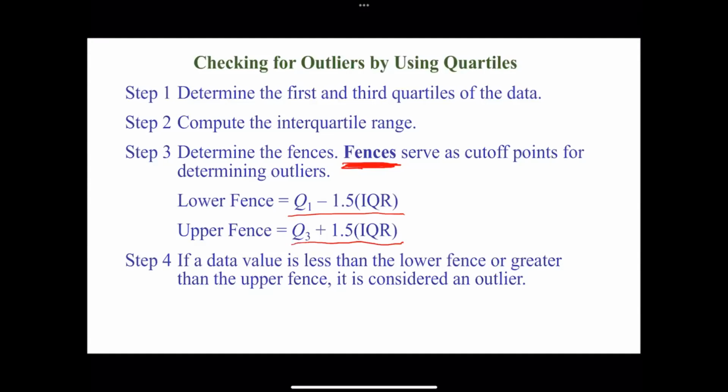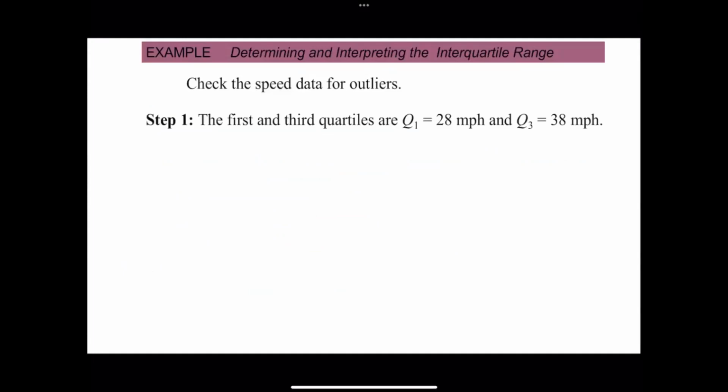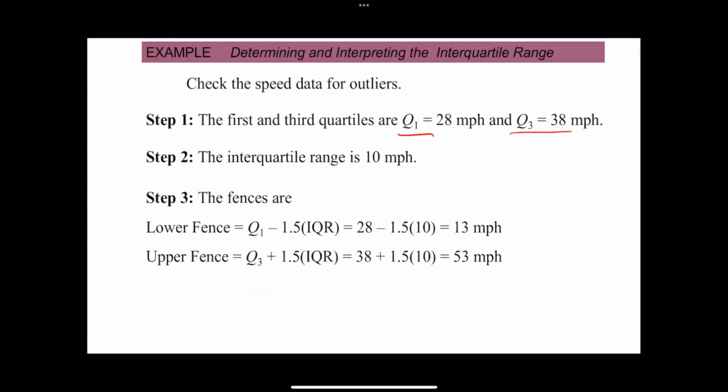All right. So let's check the speed data for outliers. We're not going to use that 100-mile-per-hour car. We're only using the originals. So we had our first and third quartile, and we calculated our interquartile range. For the lower fence, it's 28, which is my Q1, minus 1.5 times IQR. This right here is the IQR. And I have 13 miles per hour.